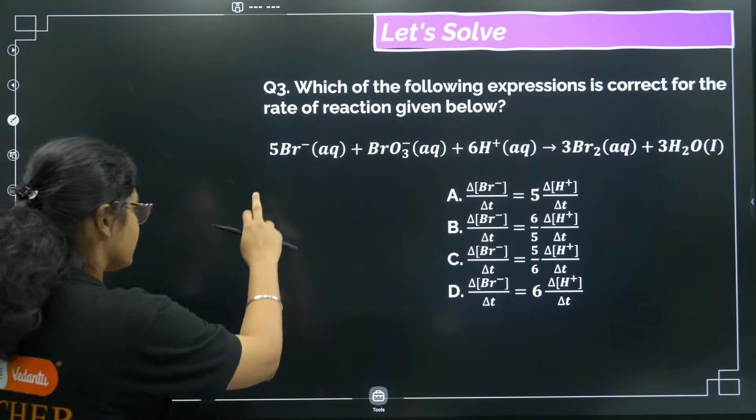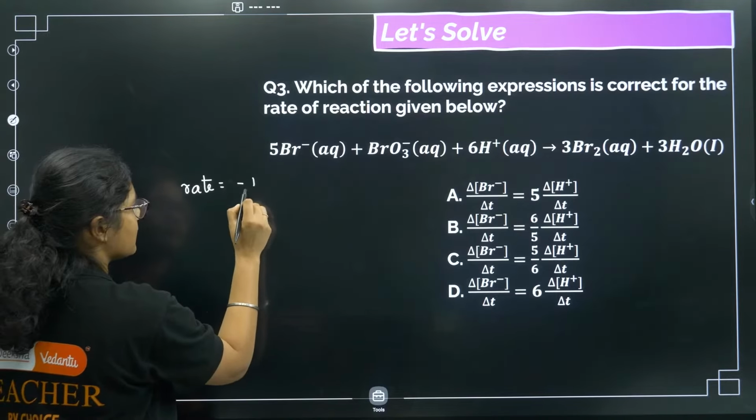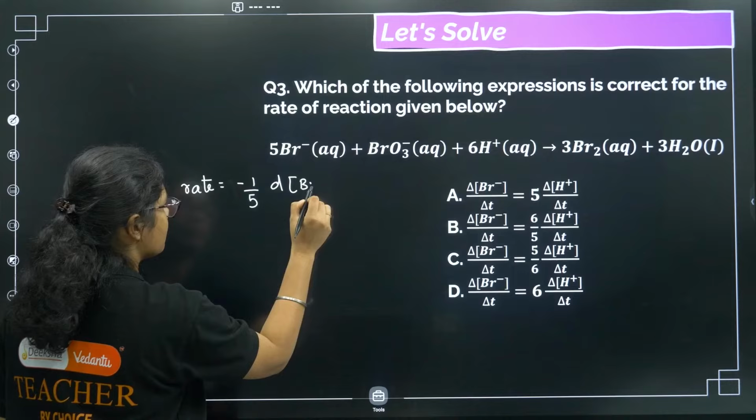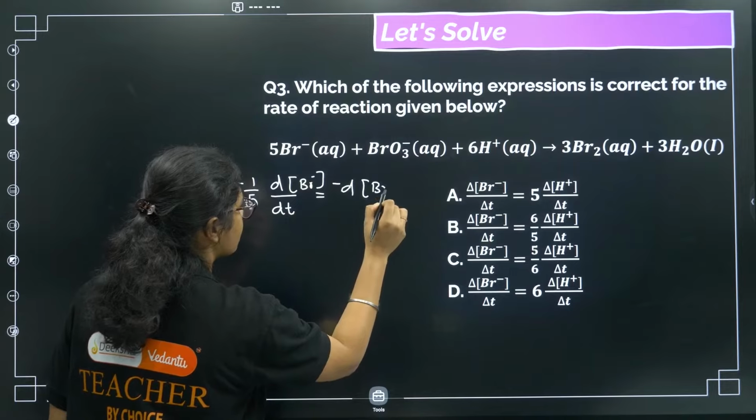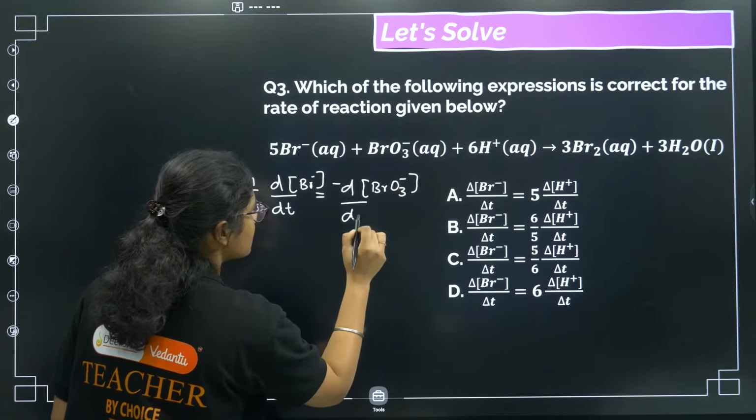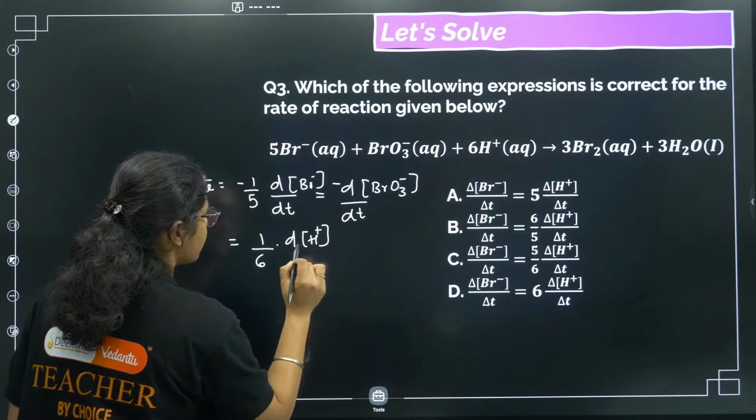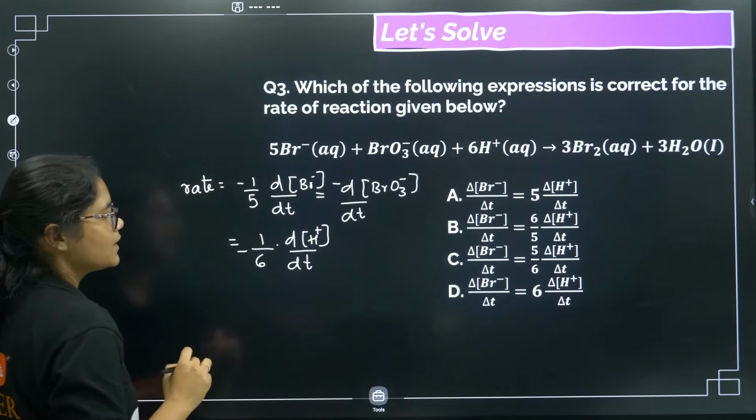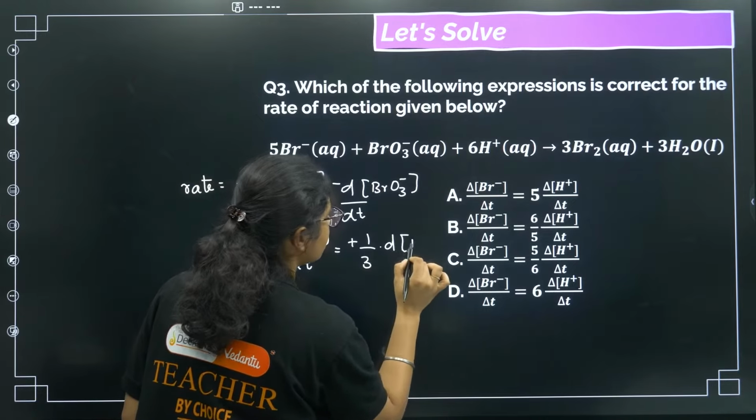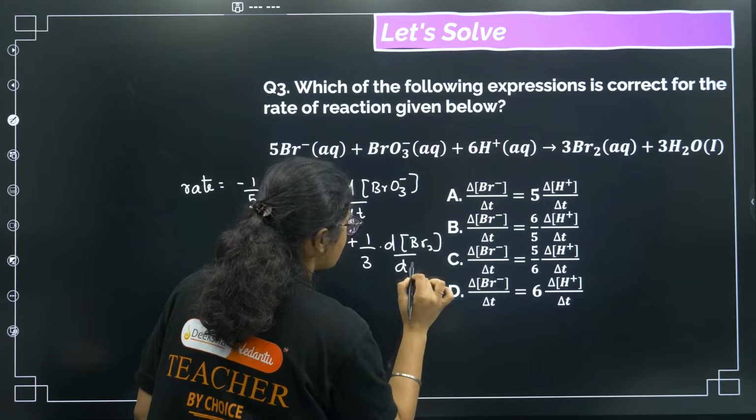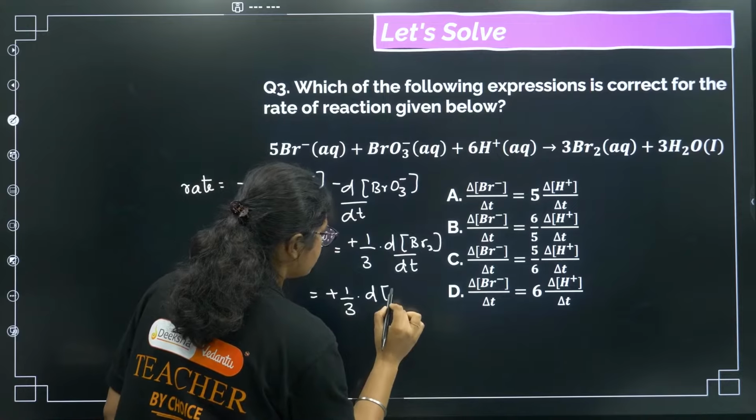Okay, so I'll write from the left hand side. So I can write that rate is equal to minus 1 by 5 dBr minus by dt equal to minus dBrO3 minus by dt, equal to 1 by 6 dH plus by dt. Here also minus will come. Now I am going to the product side, so plus 1 by 3 dBr2 by dt, then that is equal to plus 1 by 3 dH2O by dt.